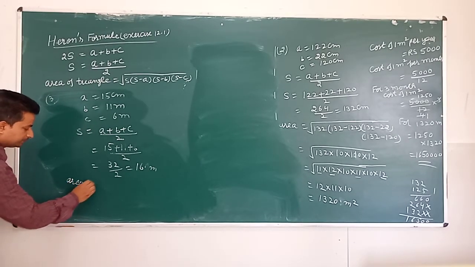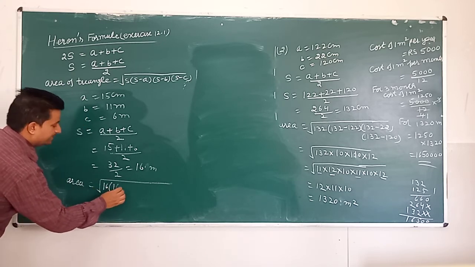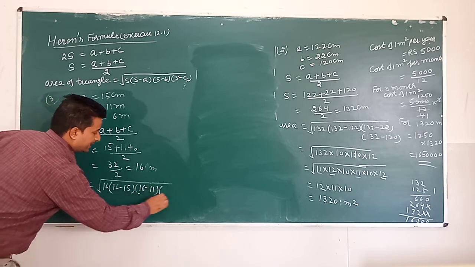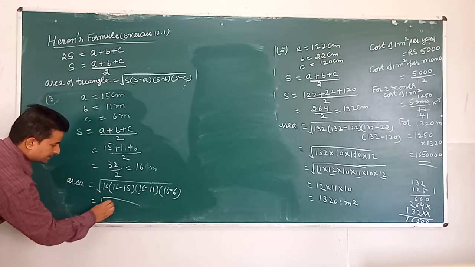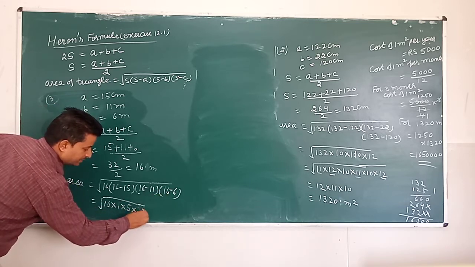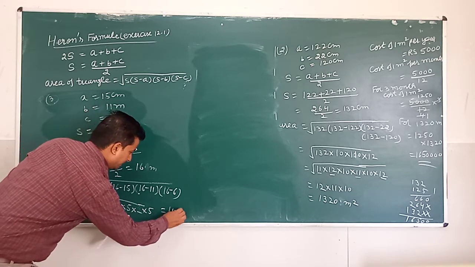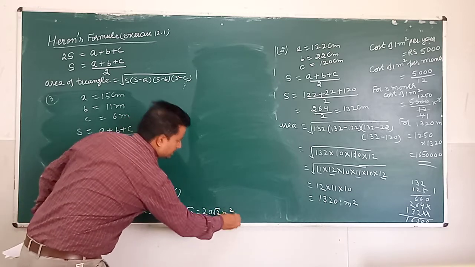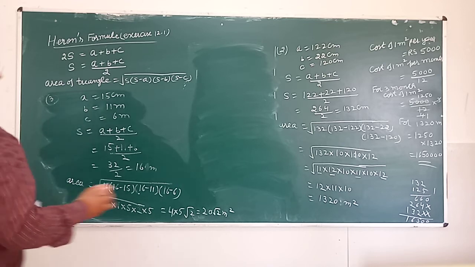For area, square root of S(S minus A)(S minus B)(S minus C). S is 16, S minus A, 16 minus 15, S minus B, 16 minus 11, S minus C, 16 minus 6. So this is 16 into 1 into 5 into 10, which is 2 into 5. Square root of this is 4, 5 into under root 2. So 20 root 2 meter square is the area of this to be painted.